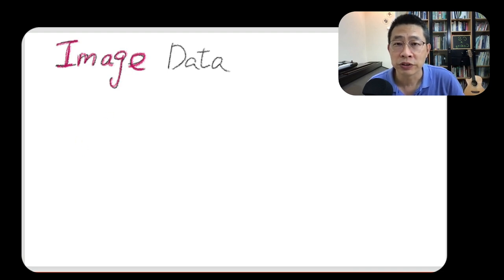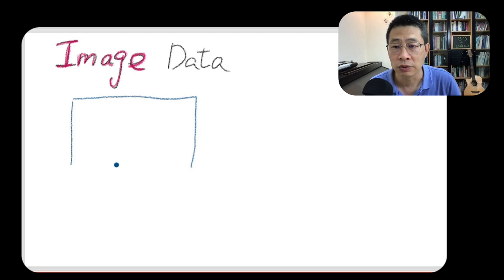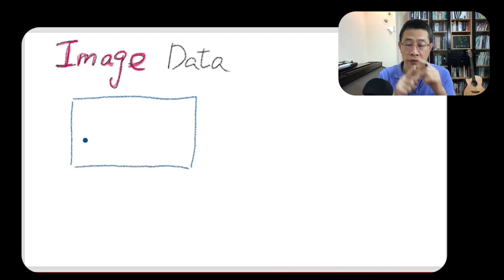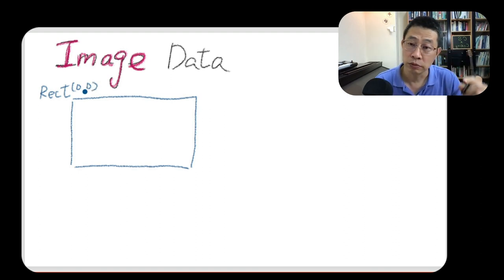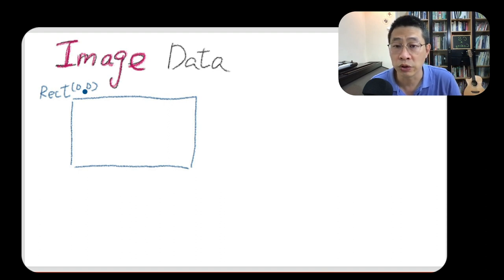So first, we know that the image uses a rectangle to define the dimension, the kind of canvas of your image. This place is normally, we use the top left corner as our initial point, and the width and the height. And then we can subdivide the image as a lot of small elements.